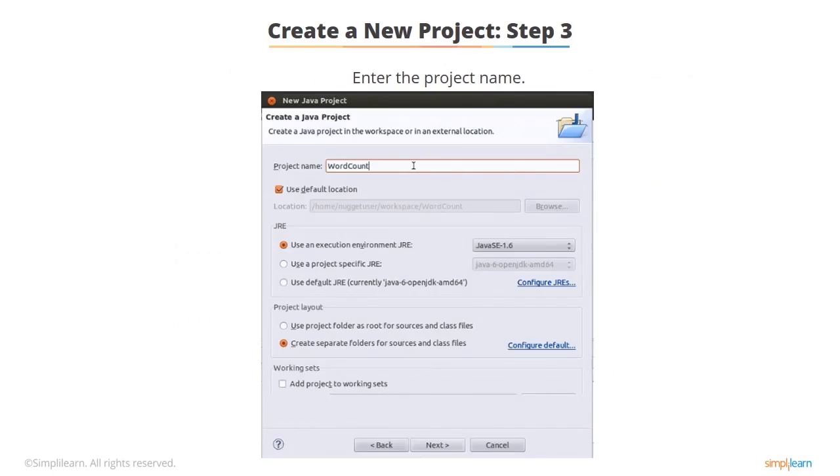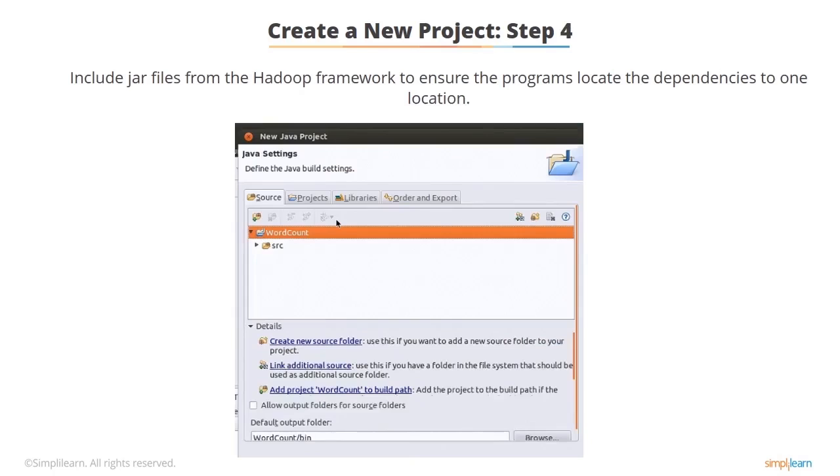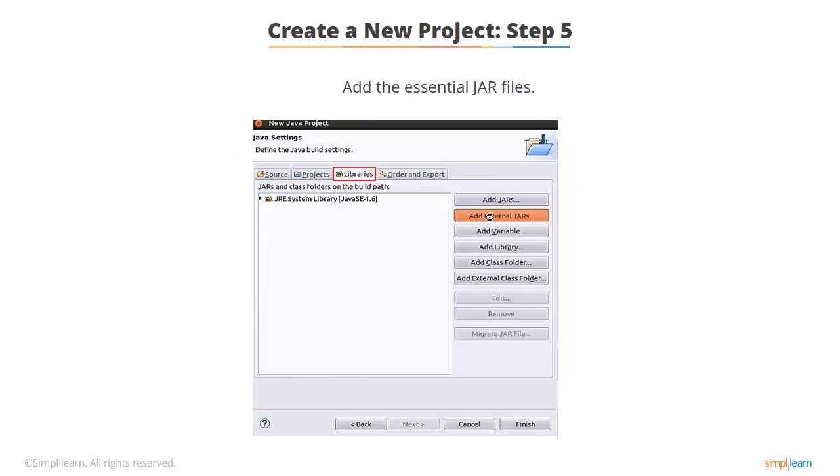Type the project name as word count and click the Next button to continue. Include jar files from the Hadoop framework to ensure the programs locate the dependencies in one location. Under the Libraries tab, click the Add External Jars button to add the essential jar files. After adding the jar files, click the Finish button to create the project successfully.